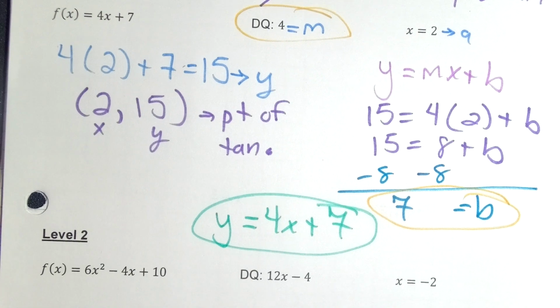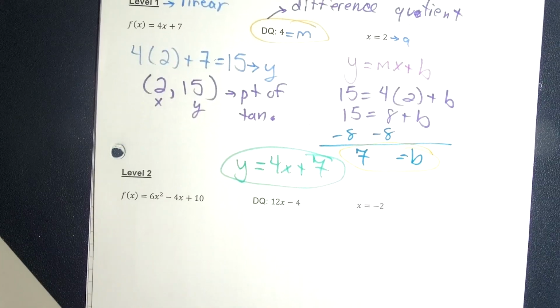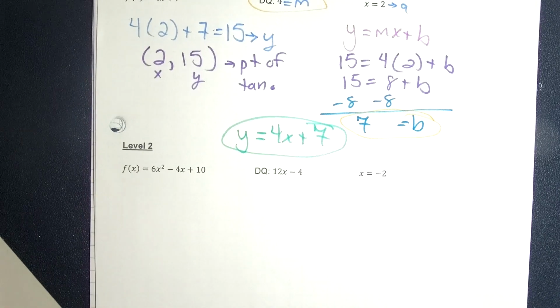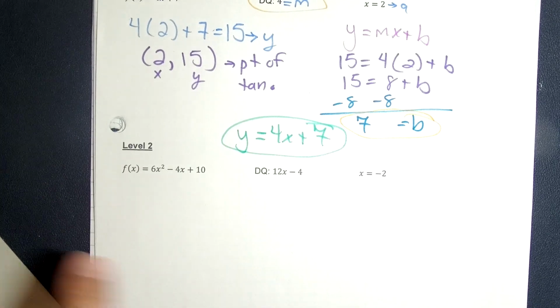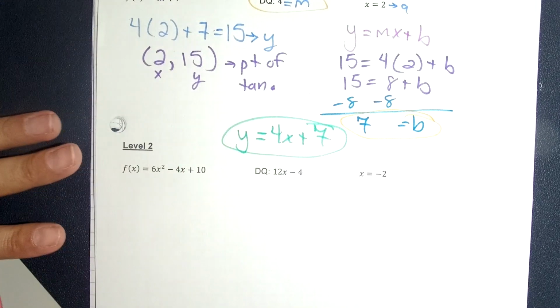Okay. Now, I'm going to move on to level 2, but I'm not going to explain it. I want somebody to give me a step-by-step thing. It is the same steps. The only difference is that now we have a square. Now we have quadratics. So what's the first step? We need to find the point of tangency.